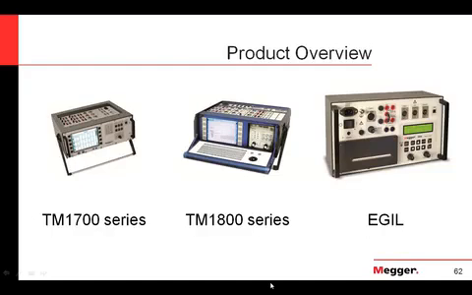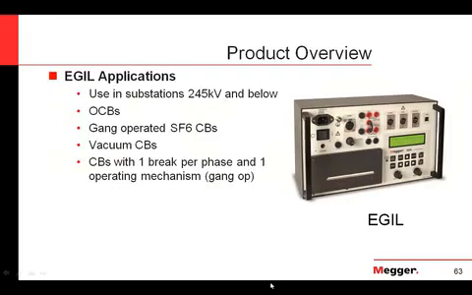So I'll just mention a few of our products. So we do, of course, manufacture time and travel analyzers, 3 different ones. Our first one's an Eagle. It's kind of your distribution, your lower end of the high voltage for like your OCBs. It's 245 kV and below. One thing to mention about this, it does 1 break per phase and 1 operating mechanism. So any type, vacuum circuit breaker, oil circuit breaker, gang operated SF6 circuit breakers, the Eagle will handle those.